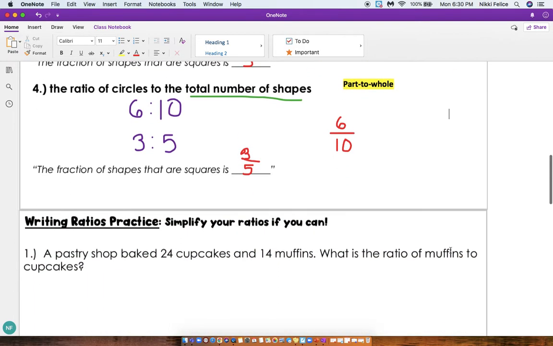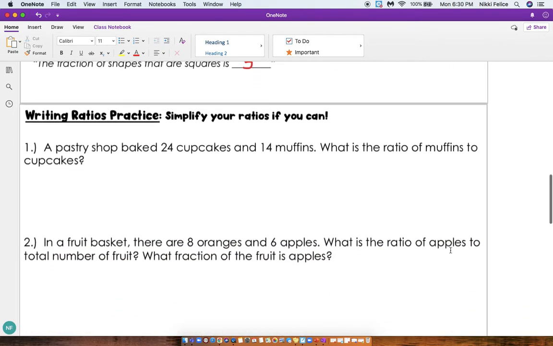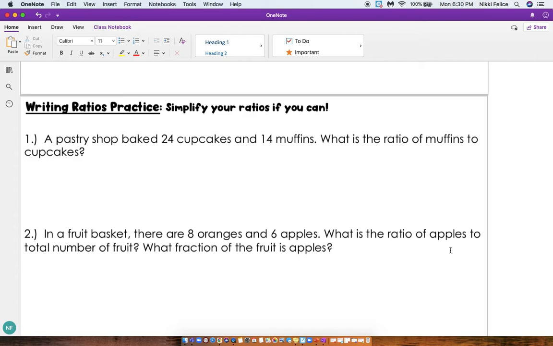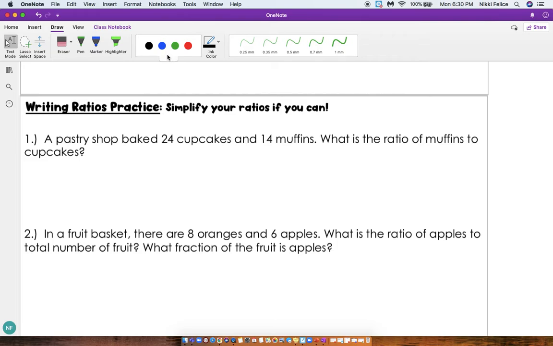Let's do a couple practice problems, word problems, to help us with our ratios. So we're going to write ratios for each word problem, and then if we can, simplify. So number 1 says a pastry shop baked 24 cupcakes and 14 muffins. What is the ratio of muffins to cupcakes? Now it needs to be in that order. Muffins to cupcakes. It needs to go in this order.